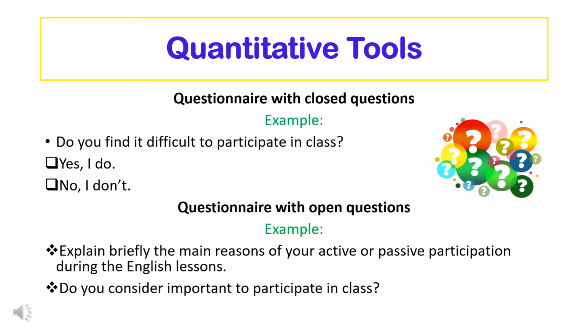To collect the necessary data for our action research, first of all, I would use a questionnaire with formulated closed questions, which I will address to my students with the aim of getting to know them better. You can see one of the examples on the slide. Also, in order to get their personal views on the problem, I would formulate some open questions. For example, we can ask them if they can explain briefly the main reasons of their active or passive participation during the English lessons, or if they consider it important to participate in class.